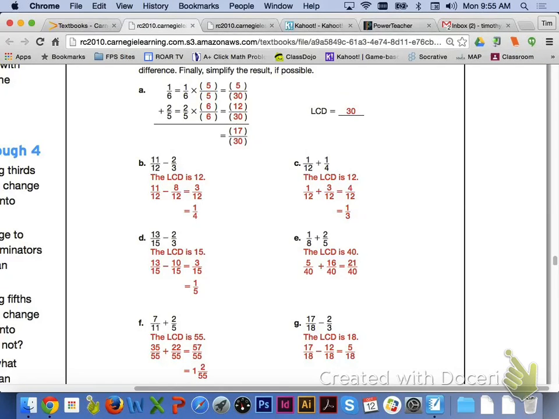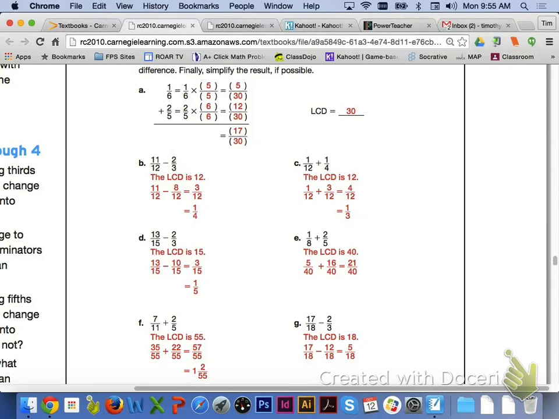For letter A, my LCD is going to be 30. My equivalent fractions are going to be 5/30ths and 12/30ths to give me an answer of 17/30ths. For letter B, LCD is 12. My fraction in simplest form is 1/4. Letter C, LCD is also 12. My fraction in simplest form is 1/3. Letter D, the LCD is 15. Fraction in simplest form is 1/5. Letter E, LCD is 40. Fraction in simplest form is 21/40ths.